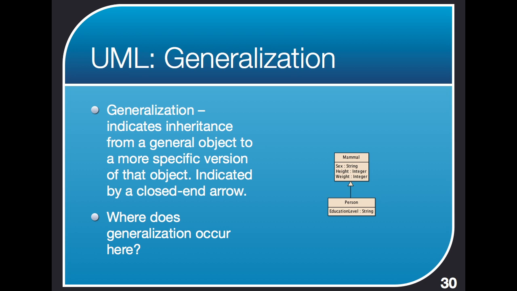In this case, the generalization is the mammal class being a generalized version of person, or viewed conversely, person is a specialization of mammal. So if you're a person, you're a special kind of mammal, and you'll inherit all the things mammals have. You'll inherit sex, height, and weight, but you'll have additional things special to a person, like an education level.